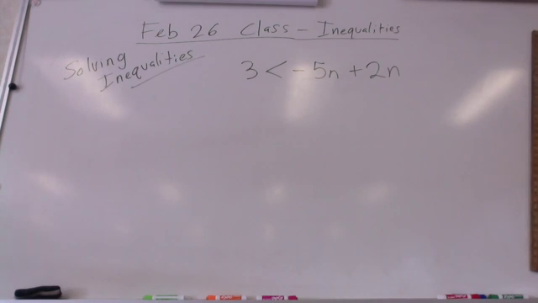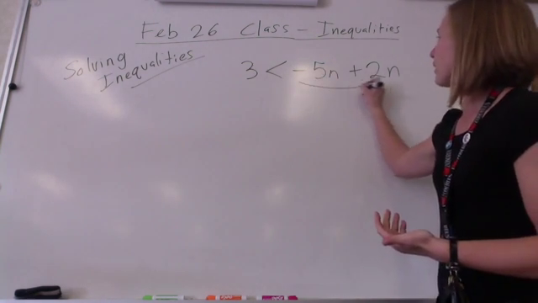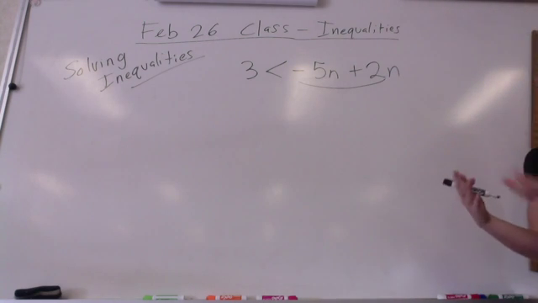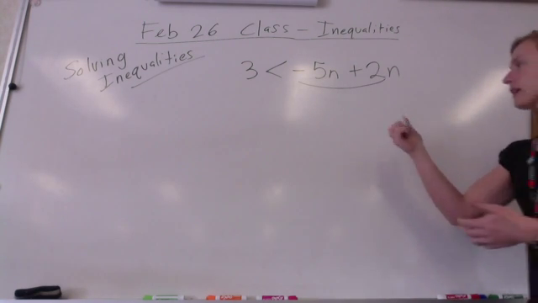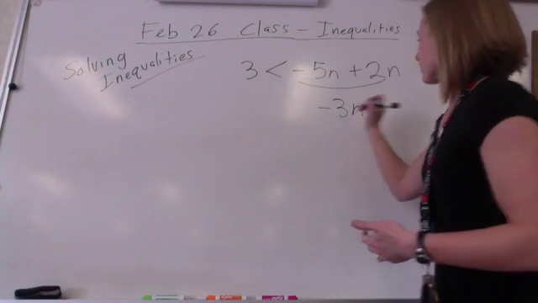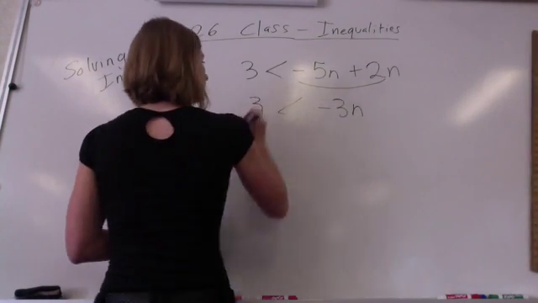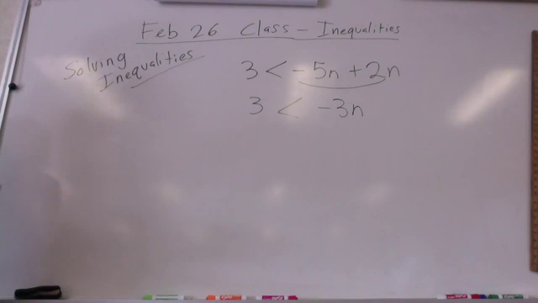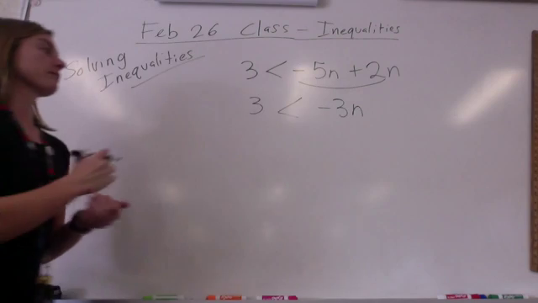When we're looking at these, you essentially want to solve them the same way we would if it was an equal sign instead of an inequality sign. So if I want to solve for n, what do I do? Mimi? We're going to start by combining like terms, so we can combine the negative 5n plus 2n, which is negative 3n. Then what would I do? Divide both sides by negative 3.